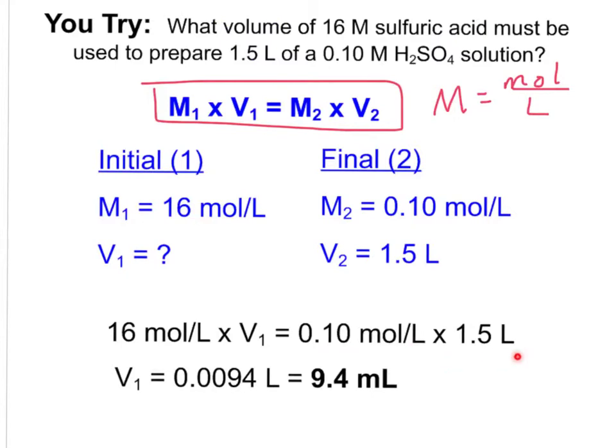So when we do this math, we get the volume to be 0.0094 liters. That's the same as 9.4 milliliters. And you know now that you'd take that 9.4 milliliters of our 16 molar sulfuric acid, right? Then you would pour that into your graduated cylinder, and you would fill the volume up to 1.5 liters total. And that's how you'd actually prepare that. So you guys will have to practice some of these problems, and good luck to you. And on the next page, we've got a couple ideas for advanced proficiency.